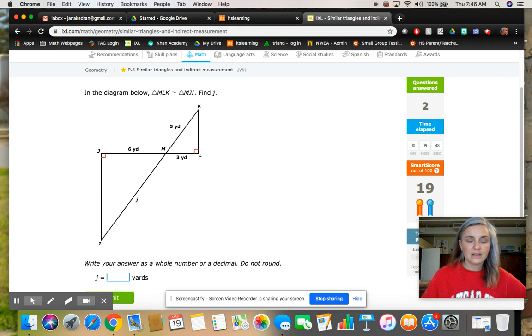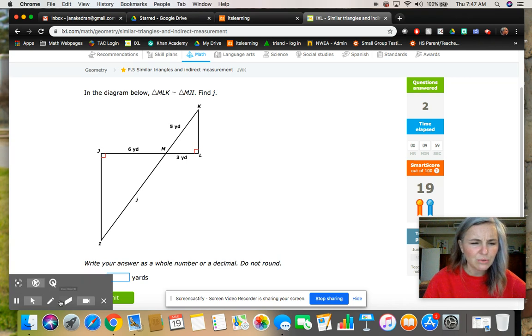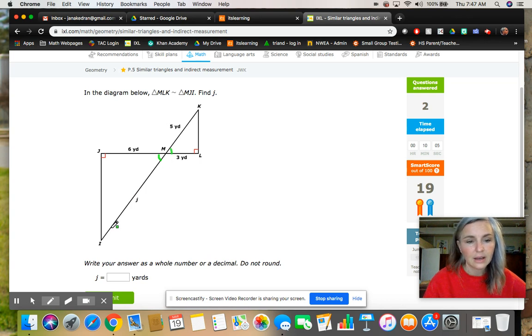On this one, it's asking us for J, and it doesn't tell us anything about the angles this time, right? I mean, we could mark the angles ourselves. Like these are vertical angles, so I could mark them. But we're not guaranteed anything about these angles out here without this statement. Because of this statement, we could mark this angle equal to this angle, okay?